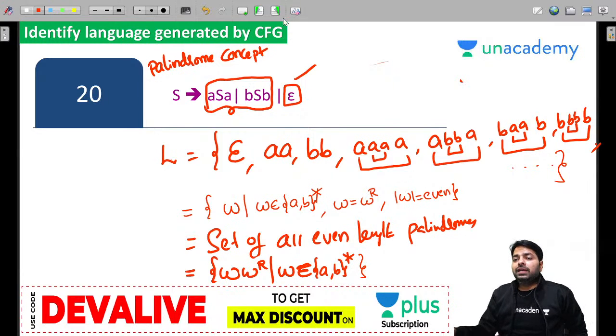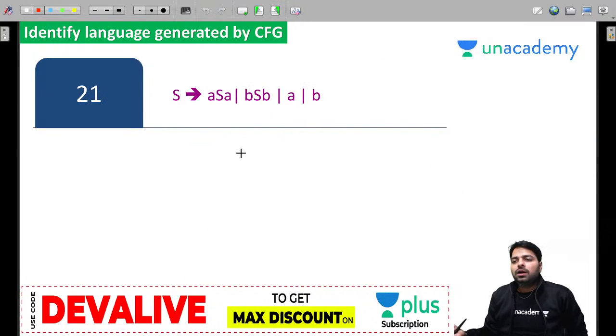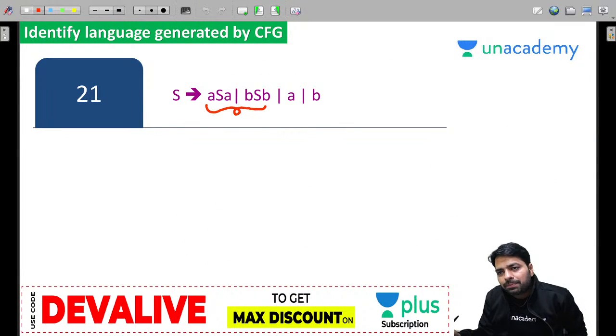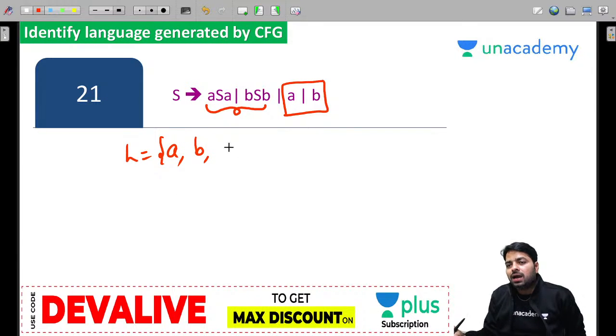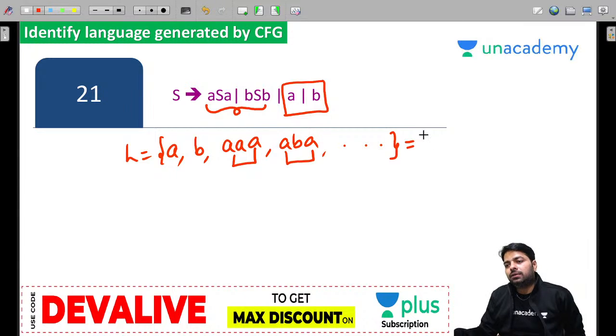Fine. This is about even length. Now let's move on to this one. This also creates the palindrome concept. But what this A plus B does, A or B, is really interesting, guys. Minimum string is A. Next B. And when you put A, S can be substituted with A or S can be substituted with B. Right? In the center is S. So you will get odd length palindromes. It is the set of all odd length palindromes.